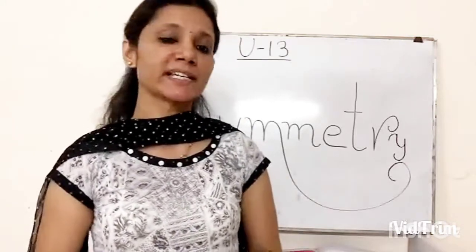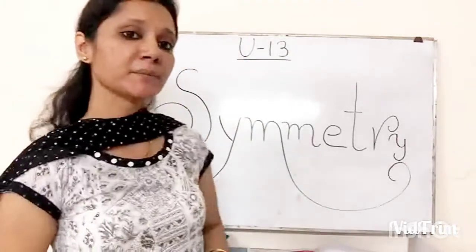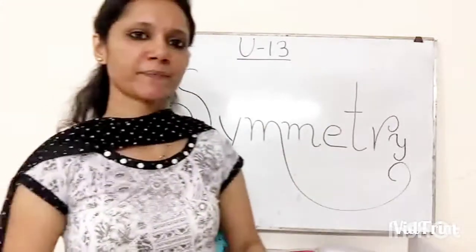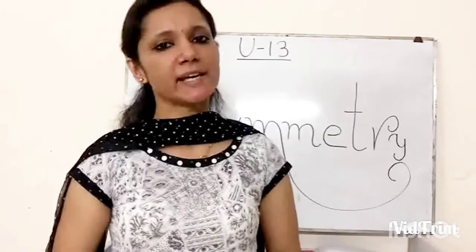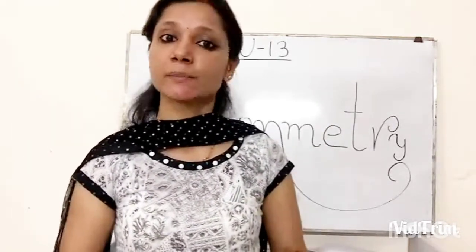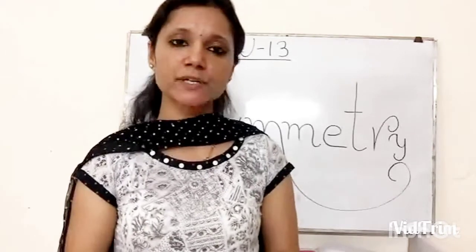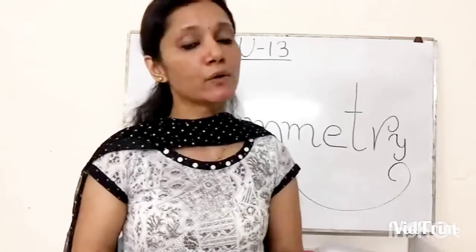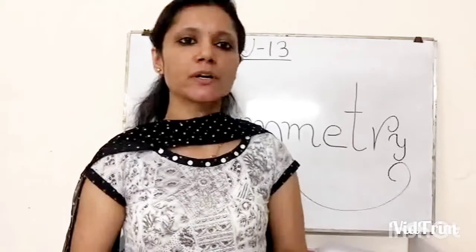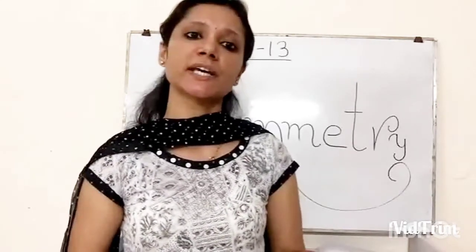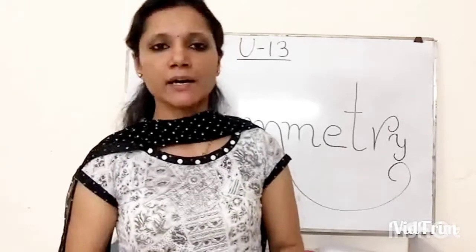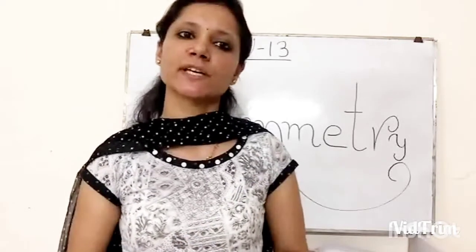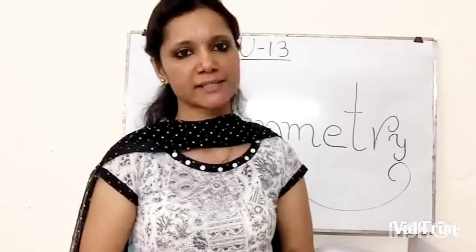Children, today we'll be starting with a new chapter, chapter number 13, symmetry. Now children, symmetry is everywhere. We can see symmetry in the buildings, in the jewelry that your mothers wear, and in the clothes that you wear. So in short, symmetry can be seen in each and every sphere of our lives. Now let us start and explore symmetry in some different shapes in mathematics.